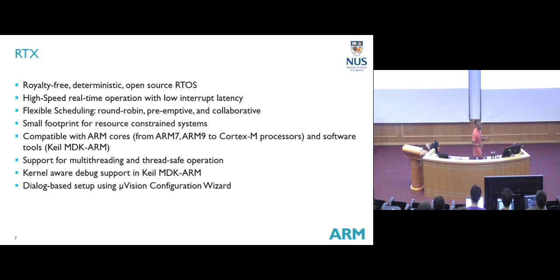Generally all RTOS have similar behavior, similar APIs that we are using. Only the terminology will change. Some will say mutex lock, mutex unlock. Some will say mutex acquire, mutex release. So the terminology will change, but the concept behind it is the same. And this RTX is compatible with a lot of the ARM cores, and the software tools as well.